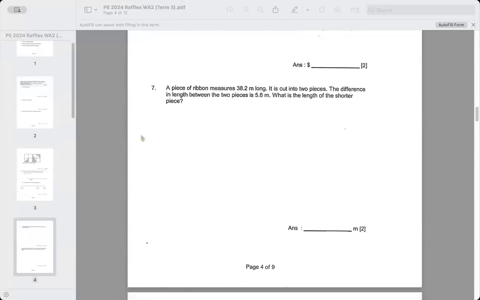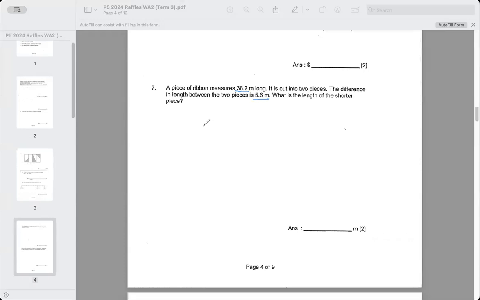A piece of ribbon measures 38.2 meters long. It is cut into 2 pieces. The difference in length between the 2 pieces is 5.6 meters. What is the length of the shorter piece? So for this question, they gave us this ribbon is 38.2, cut in 2 pieces, meaning the total of the 2 pieces is 38.2 meters. The difference between the two pieces is 5.6 meters.